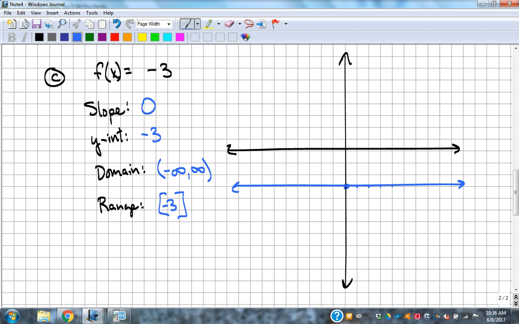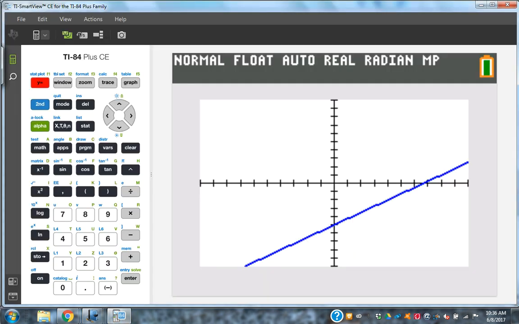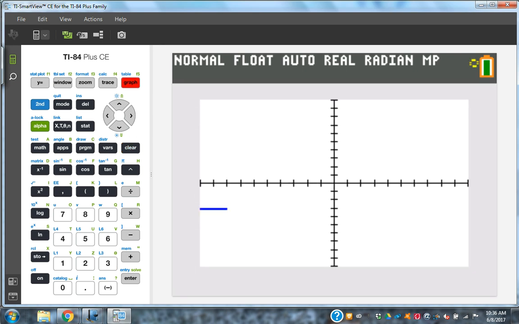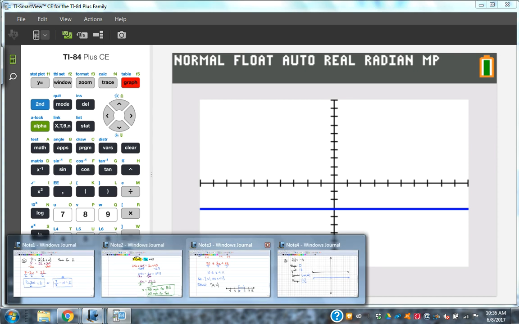All right. Now that can be graphed on your calculator as well. You can go to y equals and just type in y1, do -3 and hit graph, and it'll show you that horizontal line. Anytime you've got y equals or f of x equals, you can graph it on your graphing calculator. If you can type it in, it can graph it.